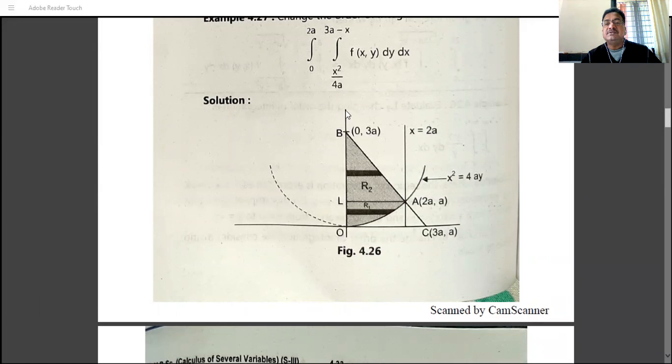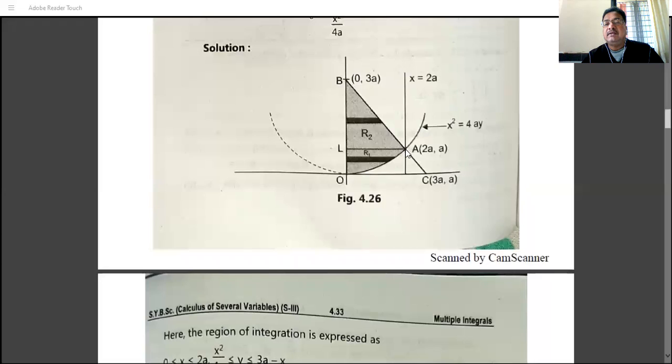Then next is x is equal to 0. x is equal to 0 means the y-axis. And x is equal to 2a is this line. And if we find the point of contact of this straight line and this parabola x square is equal to 4ay, then we have it is (2a, a).